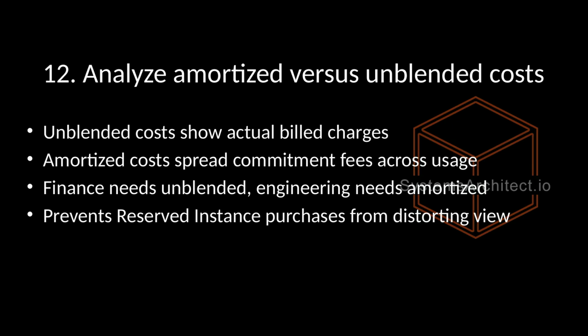12. Analyze amortized versus unblended costs. Cost Explorer offers two different ways of looking at the same spend. Picking the right one for the question you're asking avoids some genuinely confusing conversations. Unblended costs show the actual billed charges finance needs for cash flow. Amortized costs spread commitment fees evenly across usage instead. That gives engineering teams a true unit cost for evaluating efficiency.